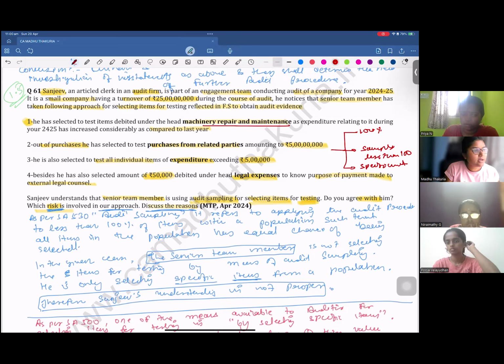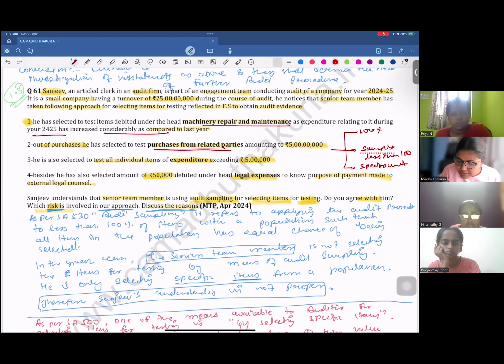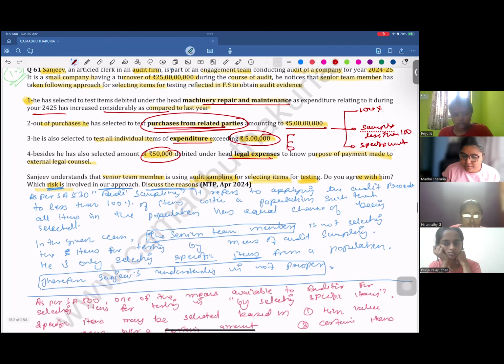Are you going to do this only? He has selected to test items debited under the head machinery repairs and maintenance as expenditure relating to it during the year has increased considerably. Okay, out of purchases, he has said he will only check the purchases from related party amounting to rupees 5 crores. But what about the other purchases? Then he also tests the individual items of expenditure exceeding 5 lakhs. So there will be a concern in the expenditure of less than that amount, right? A similar case for the legal expenses.